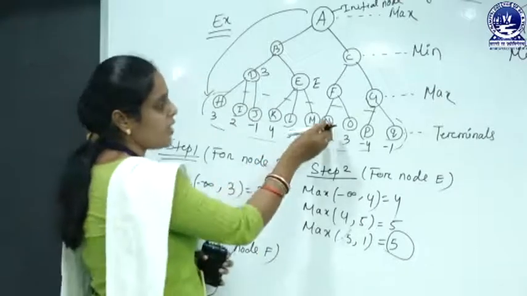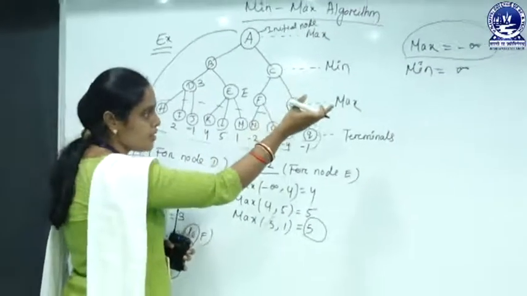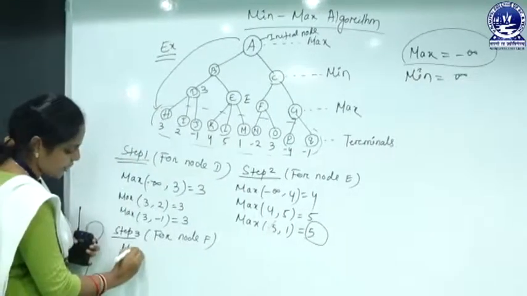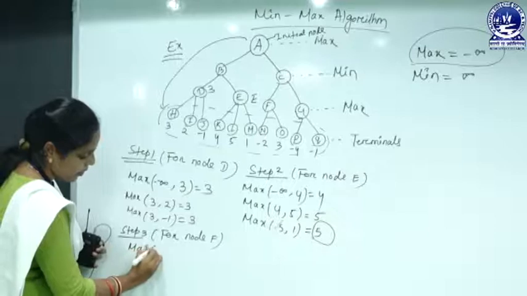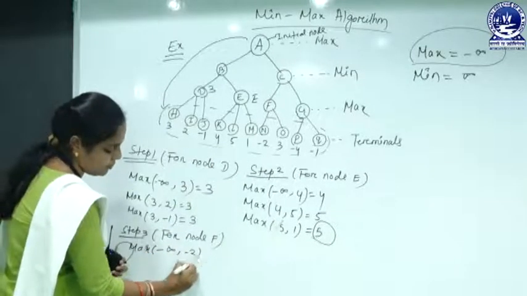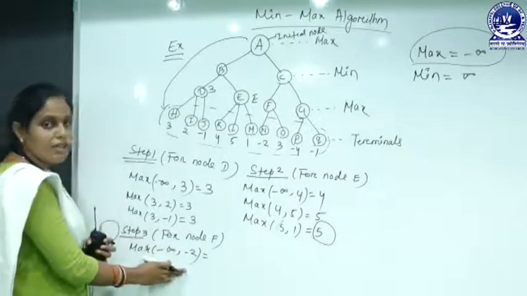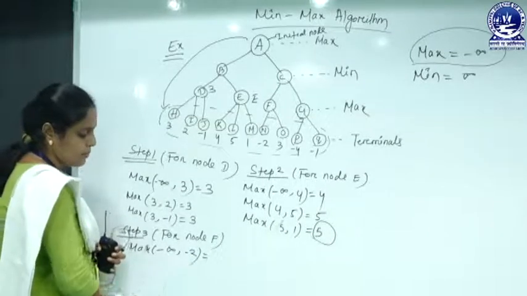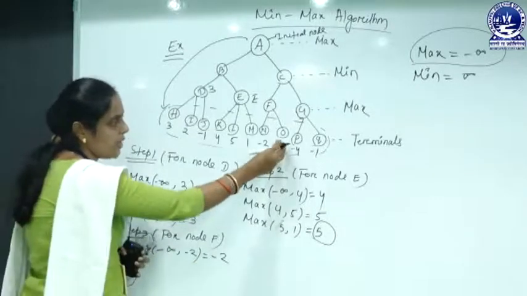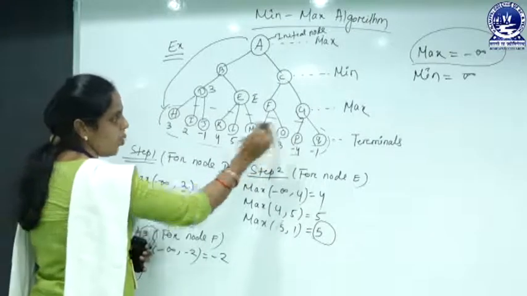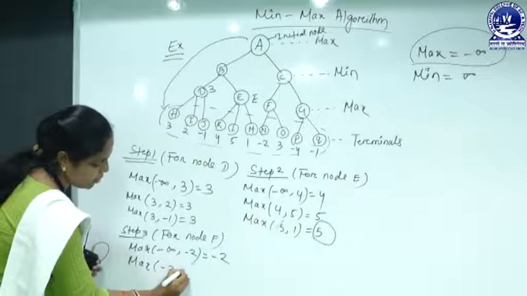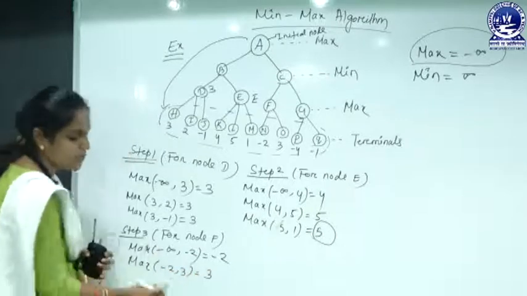Similarly, here we check the initial value of the maximizer with this node value, that means max of minus infinity, minus 2. Now here the maximum value is minus 2. Again we compare this value with the next terminal value, that is 3. Now max of minus 2, 3. Here the maximum value is 3.